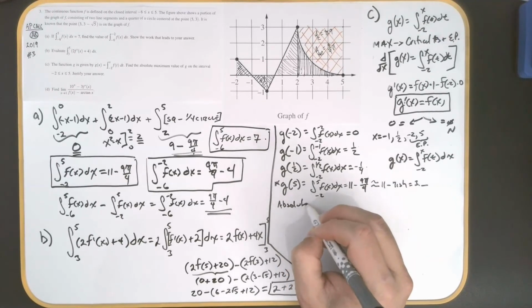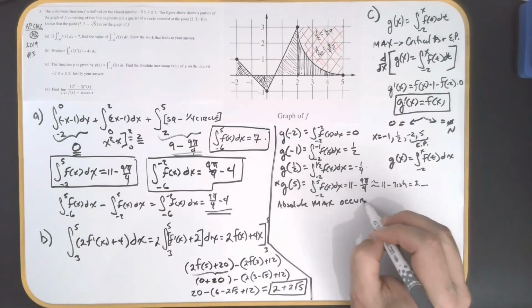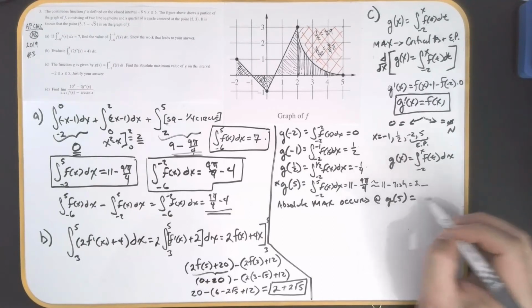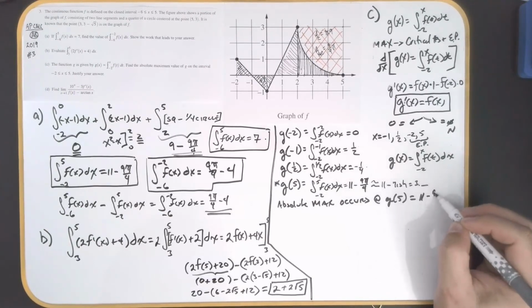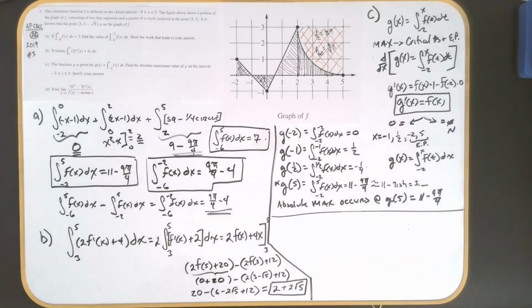So the absolute max occurs at g of 5, which is equal to 11 minus 9 pi fourths. Okay, kind of brutal. Okay, so again, points in this one were kind of low. There's a lot going on here. Plus, it's taken a while to kind of pick through all of this.